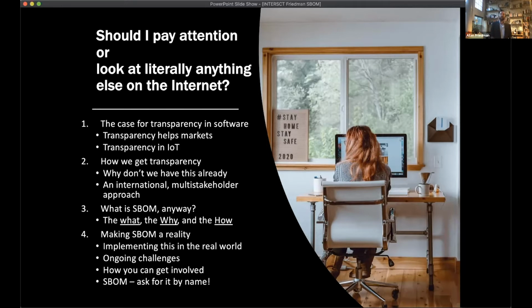We'll talk a little bit about how we get there. This is for my fellow government folks. This is going to be the process discussion, where we ask, why don't we already have this? Because it's important to know why we don't have something if we want to change the world. And then I'm going to talk about how we are actually trying to change the world in this open, multi-stakeholder, international, kumbaya style. Then we're going to dive in and ask, what is an SBOM?